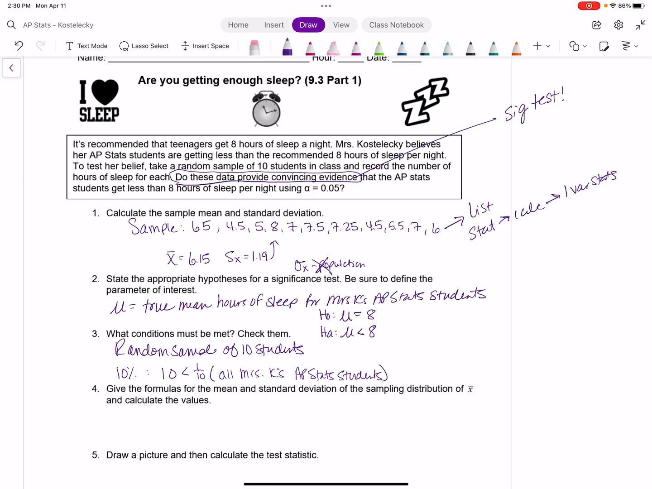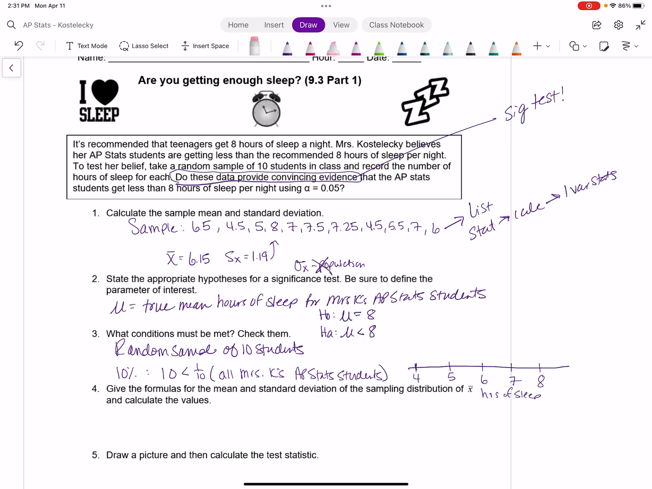Now, I only have a sample of 10. I'm not given that my population is normal, so that means I am going to have to draw some kind of a sketch. So I'm going to do my dot plot over here, and my smallest number is above 4, and my biggest number is right around 8. So I'm just going to count by ones. 4, 5, 6, 7, 8. And this would be hours of sleep.